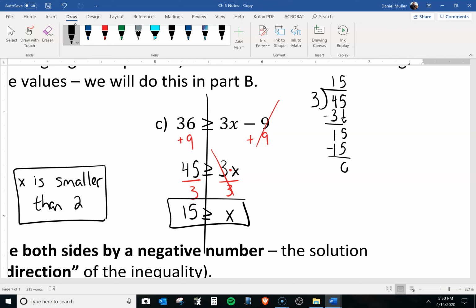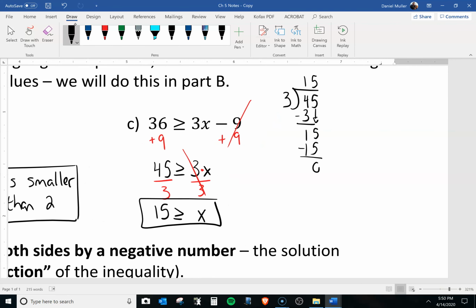So that's what we have. And this has the equal sign, so we'll keep that in mind in our sentence. But x is on the small pointy side, so x is small. We usually say smaller than or equal to 15. Maybe I'll write the equal over here. It's smaller than or equal to 15.